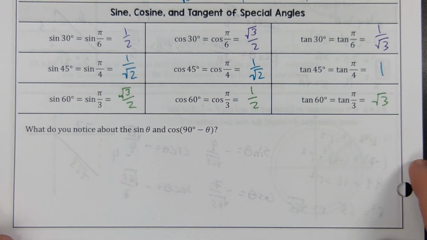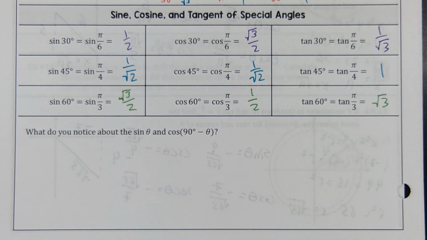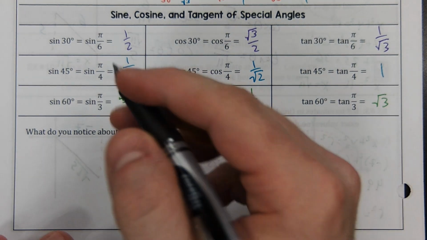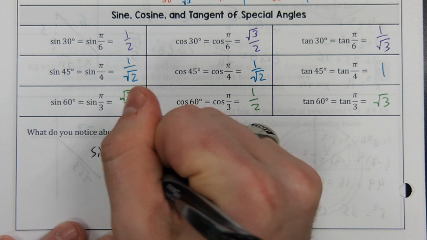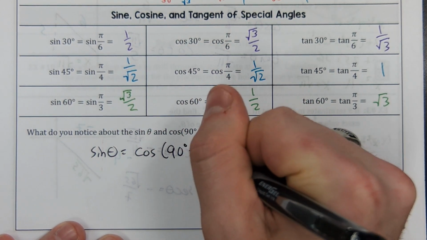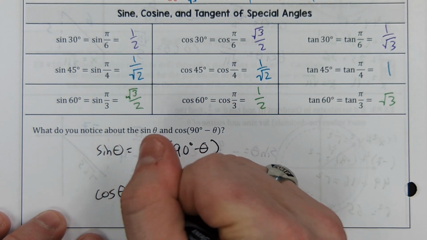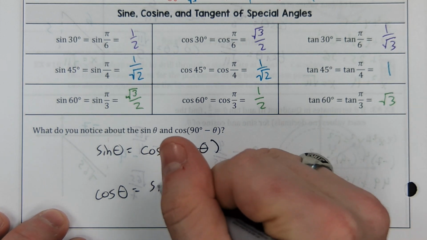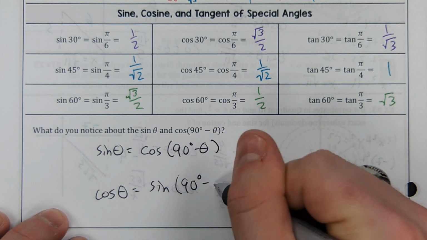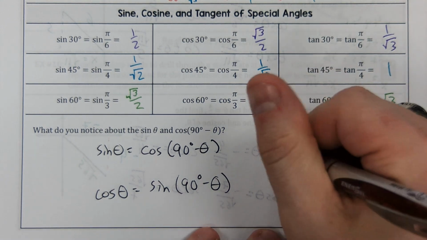But what did you notice about sine of theta and cosine of 90 degrees minus that theta? They're equal to each other. So what we know is that sine of theta equals cosine of 90 degrees minus theta. And we also know that cosine of theta is equal to sine of 90 degrees minus theta. And of course, instead of 90 degrees, we could have written these in radians as well. It's the exact same statement to say it in radians.